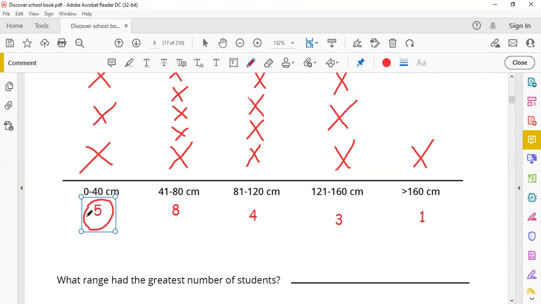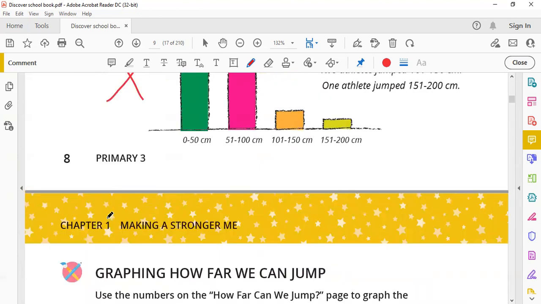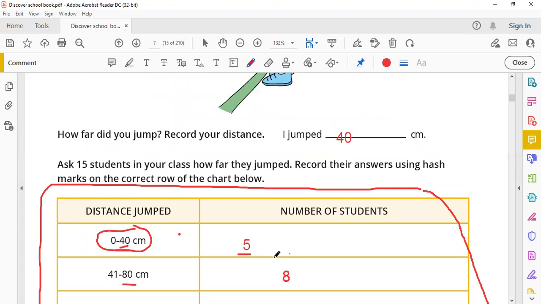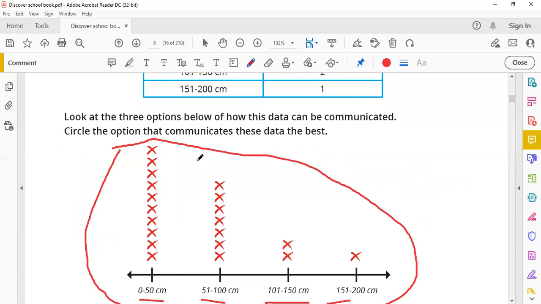Okay. These are called the numbers. Do you agree with me that this is called a number? 5 is a number. Is it okay with you? Is it okay that 5 is a number, or do you have a problem with that? I don't know. You don't know? Okay, if you don't know, let me help you. 5 is a number. Why do we put 5 here? Because in our table, we have 5 students who can jump for 40 centimeters.